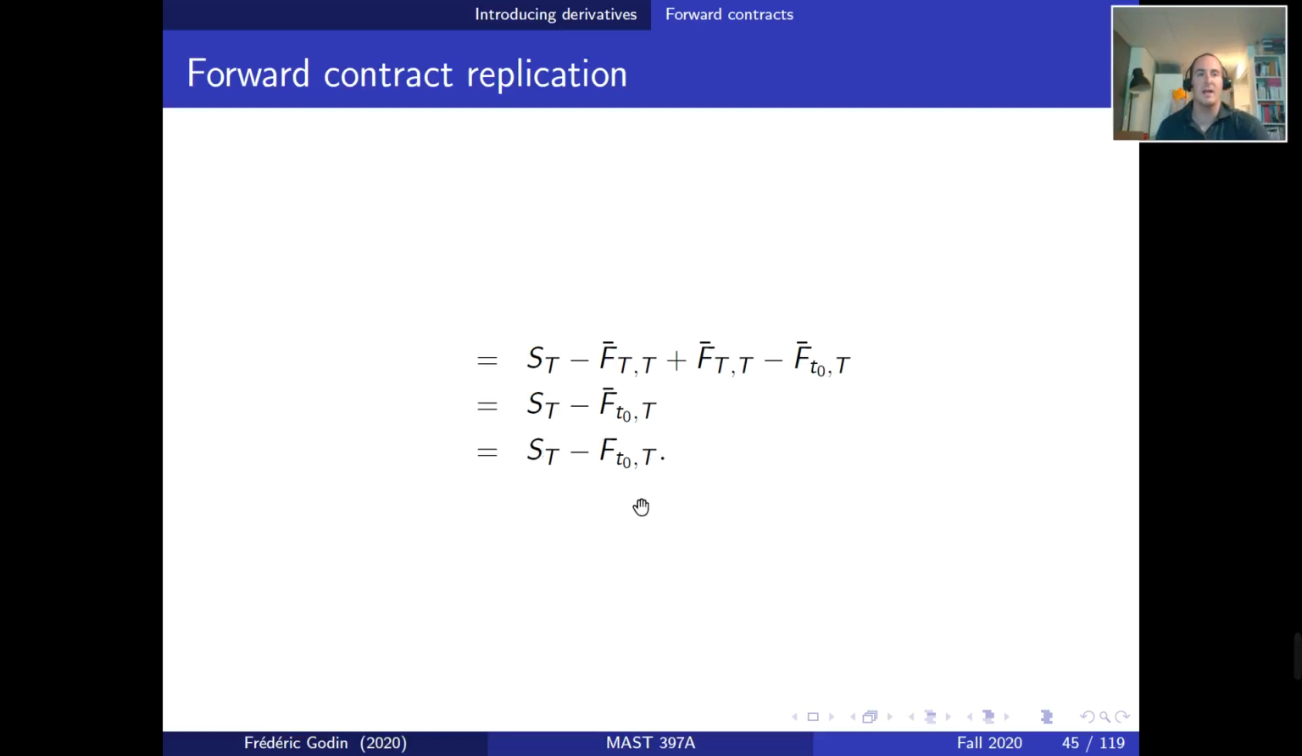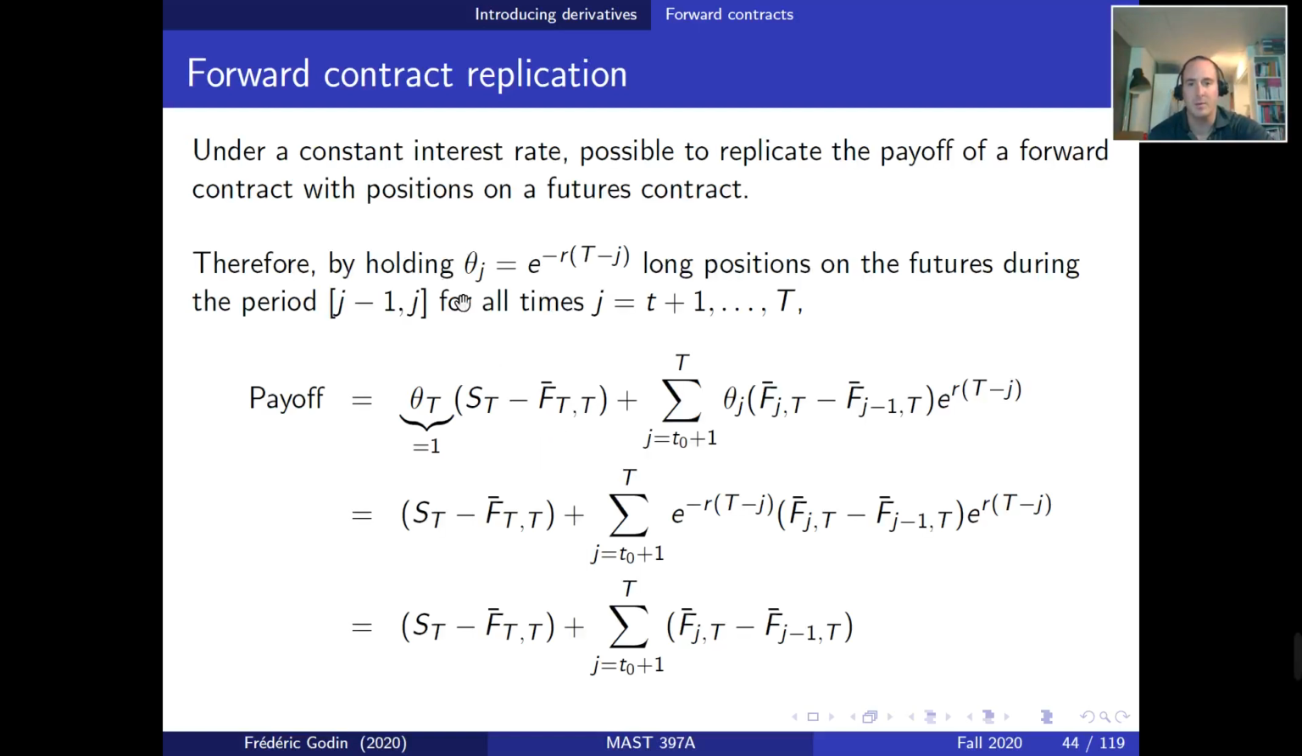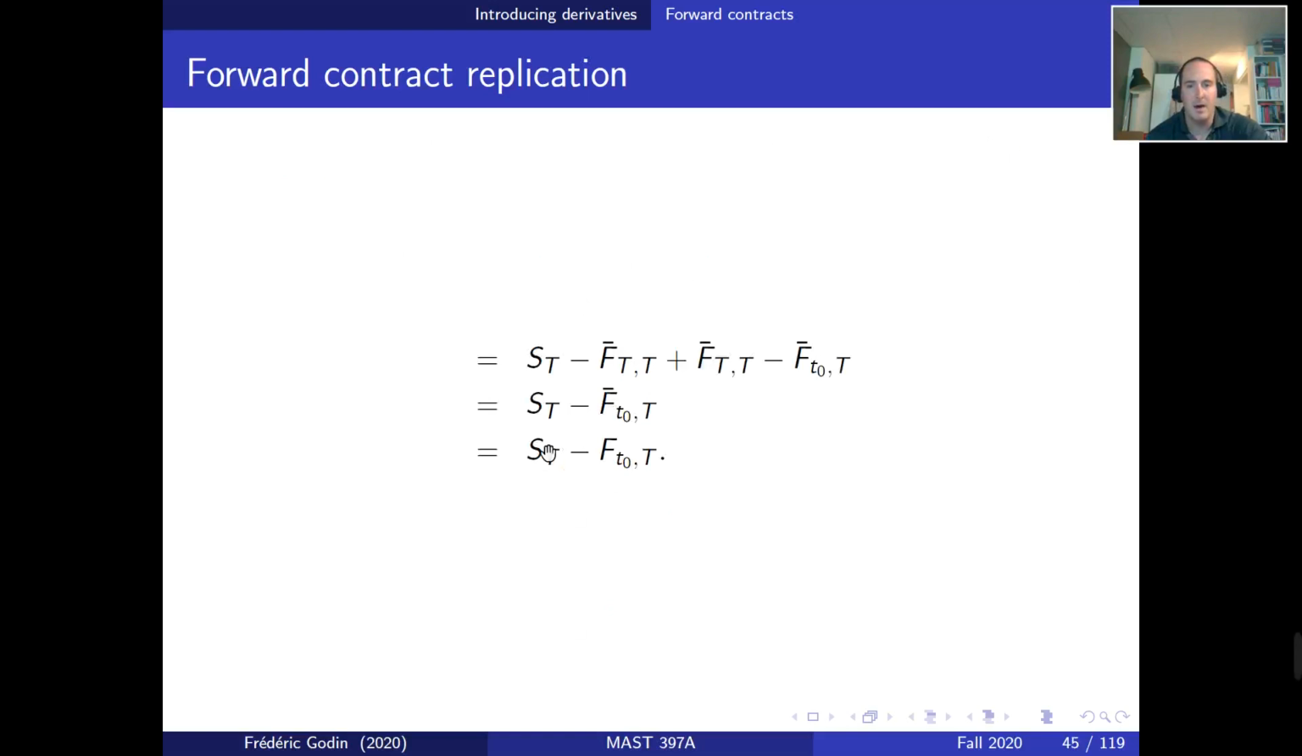Okay, so we can see that if you have a suitable portfolio of futures contracts where you rebalance the position according to this rule, so at all times j minus 1, you make sure that your number of long futures positions outstanding is equal to this quantity, then the payoff of the futures contract will be exactly equal to the payoff of the forward contract. Okay, and again, this is assuming a constant interest rate. This is the assumption we made.